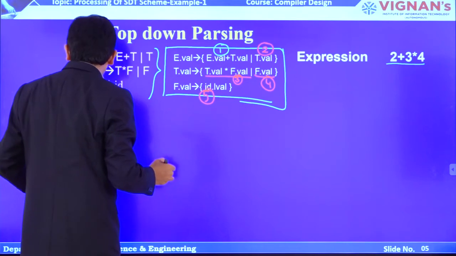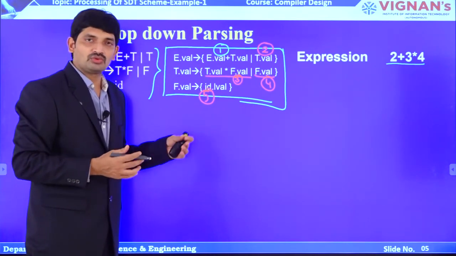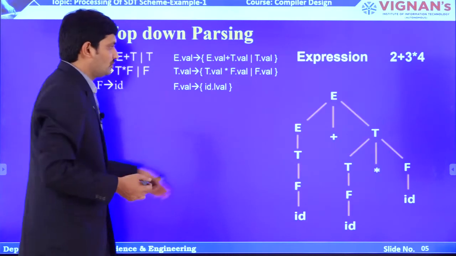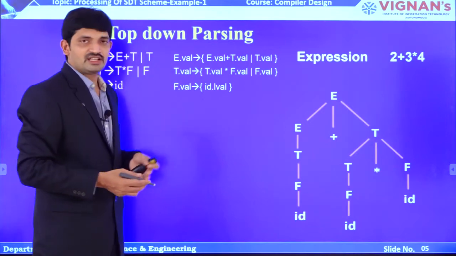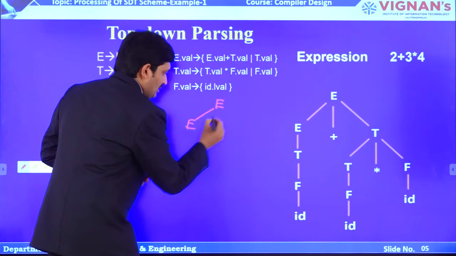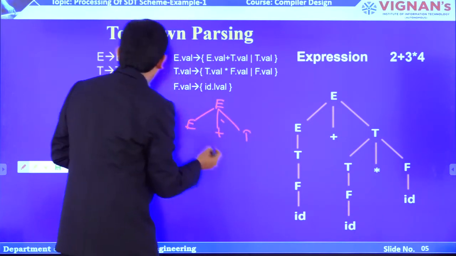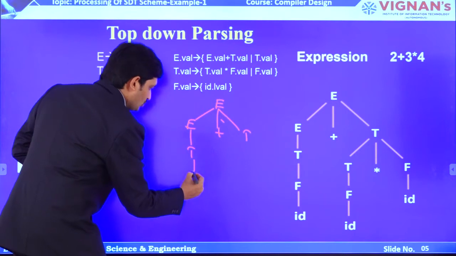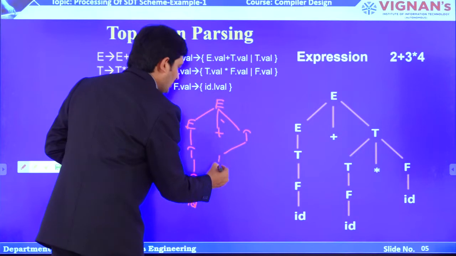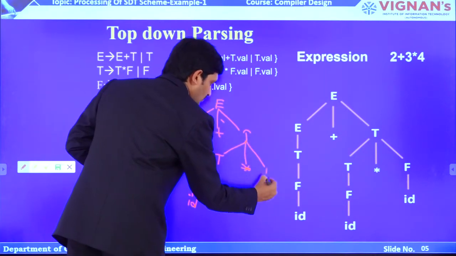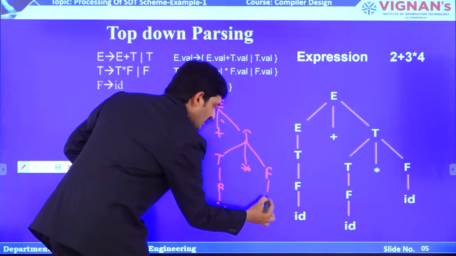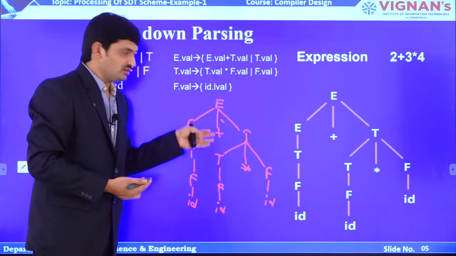So totally there are 5 actions we have to perform while we are going to evaluate the expression 2 plus 3 into 4. So this is the parse tree for the given expression. How can we generate it? Simply E tends to E plus T, E tends to T, T tends to F, and F tends to ID, where T tends to T star F, T tends to F, F tends to ID, and F tends to ID.